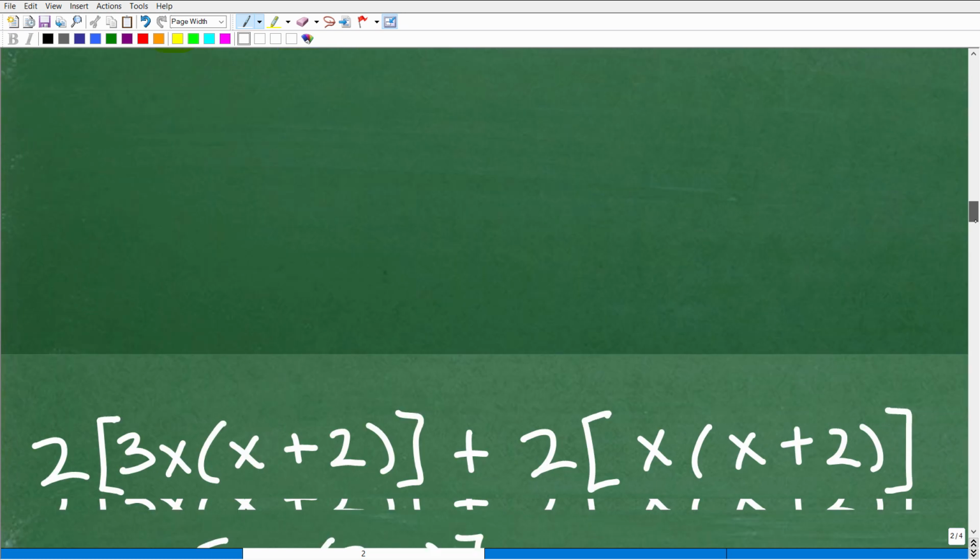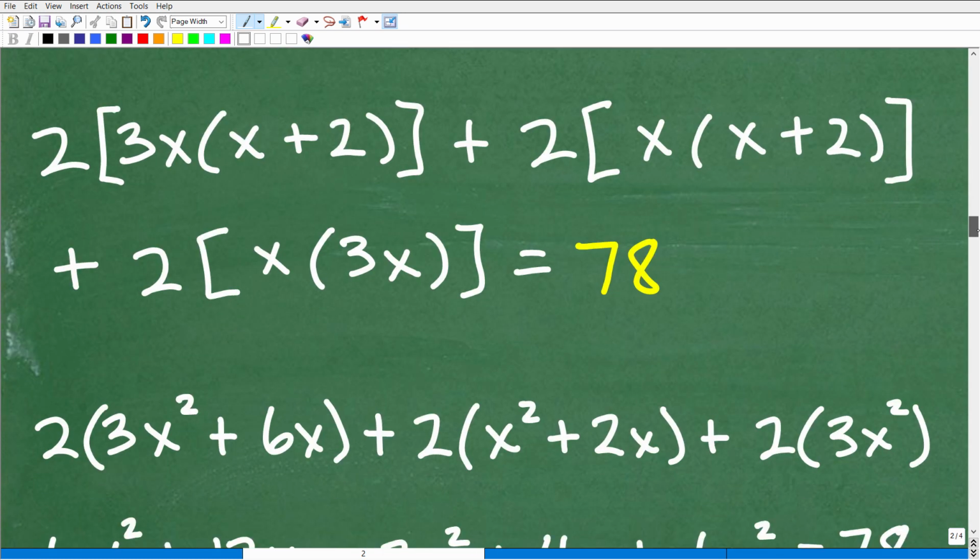All right, so let's go ahead and continue on. So this is basically what it looks like. Of course, I'm running out of room from left to right. But we have 2 times 3x times x plus 2, plus 2 times x plus 2, plus 2 times x times 3x. All of that is going to be equal to 78.